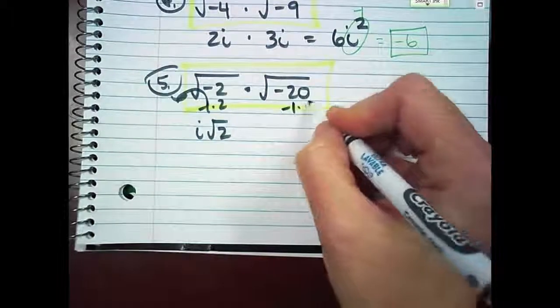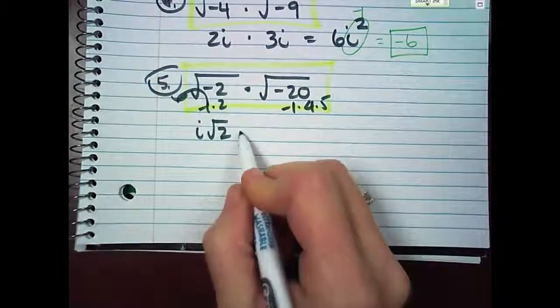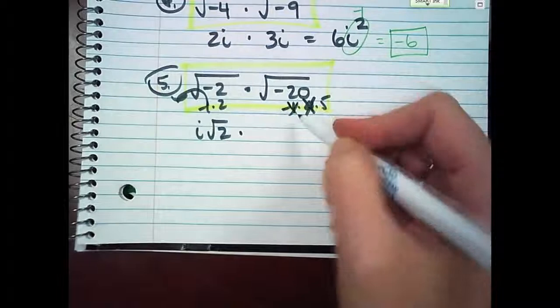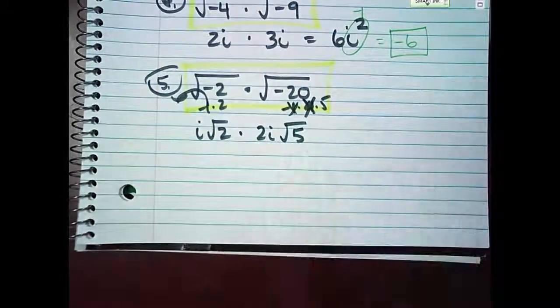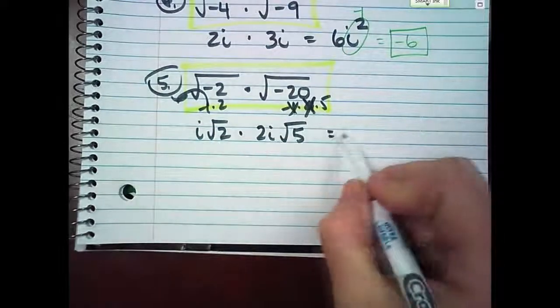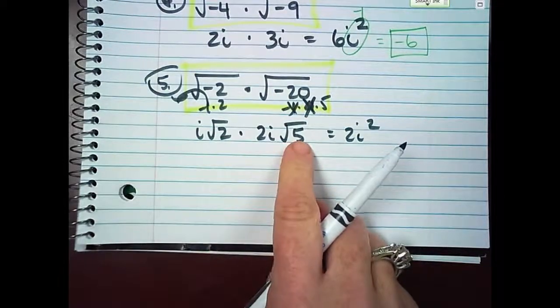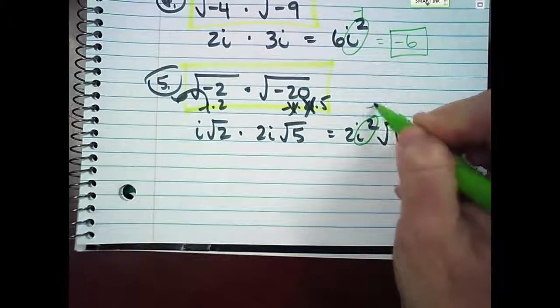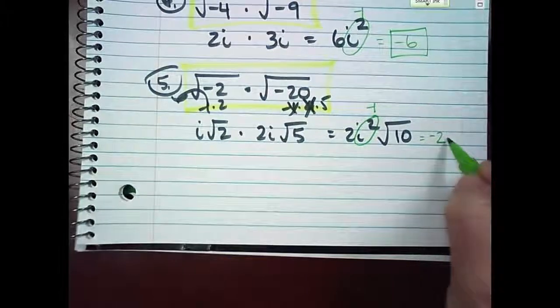This is like negative 1 times 4 times 5. I can take the square root of a 4. So what does this give me actually? 2i root 5. Y'all see how come? Okay, so now outsides, insides. i and 2i make 2i squared, and root 2 and root 5 make root 10. Okay, I've got one more step to finish. What does this turn into? So 2 times negative 1 is negative 2 root 10.